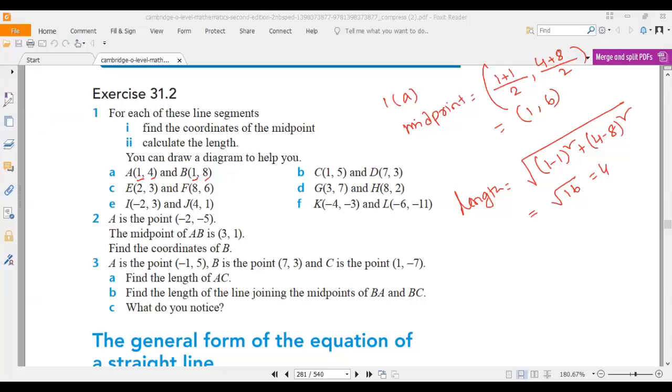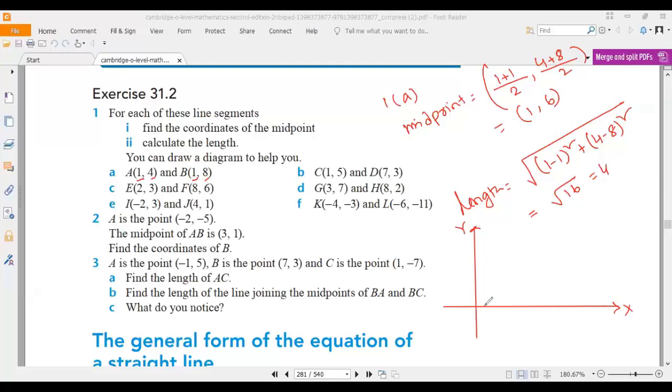So how can we draw the diagram? The diagram is very easy. We know that there are two axes, one is x, another one is y. This one is the x-axis, this one is the y-axis. The x-axis is called the horizontal axis and the y-axis is called the vertical axis. So now we need to put a point.